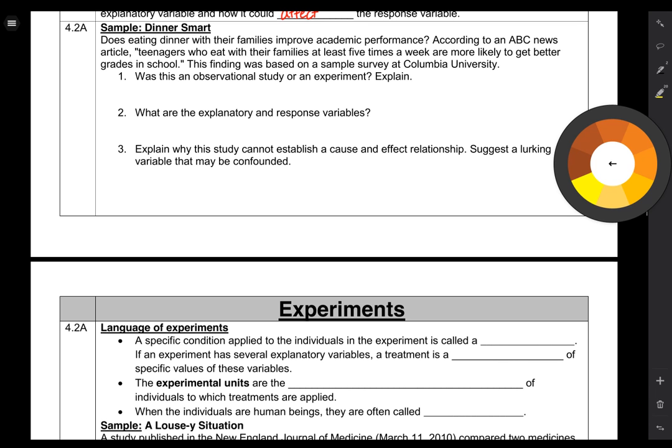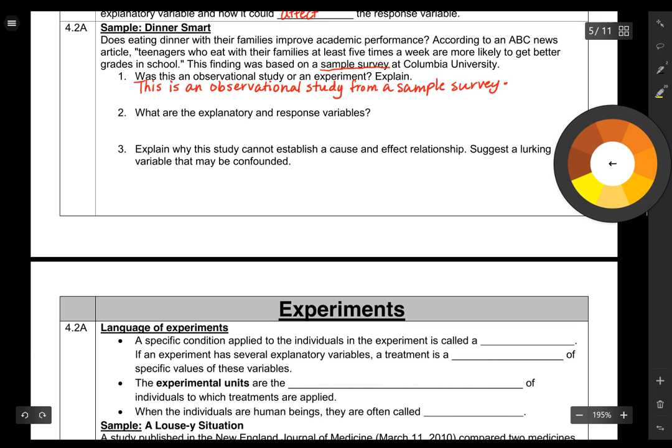You can get your answer in the last sentence. Because findings were from a sample survey, this is an observational study, and no treatment was imposed. What are the explanatory and response variables?